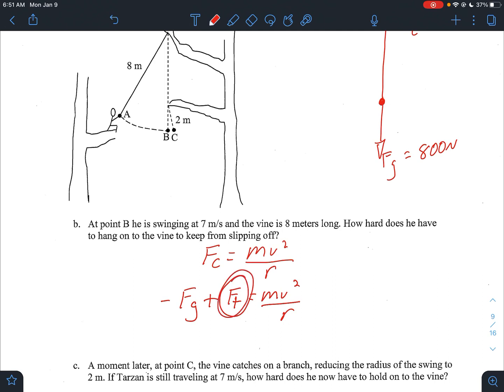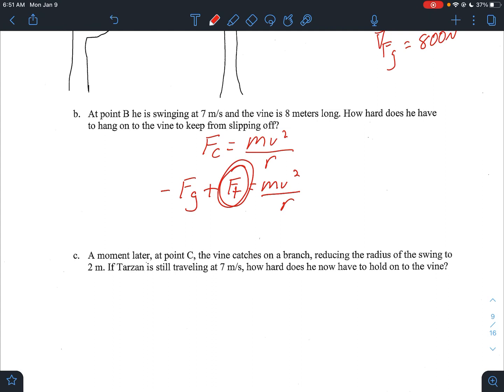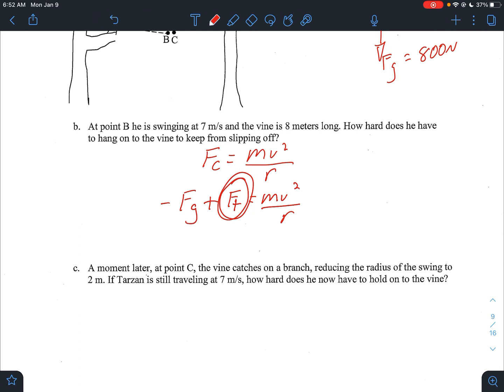So we have Fg. We're solving for force T. We know mass. We know velocity. And we know radius. So you go ahead and solve for Ft. For part C, this is when the vine radius changes. So we're just going to go ahead and recalculate the tension force with that smaller radius.